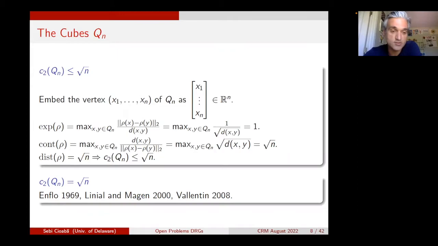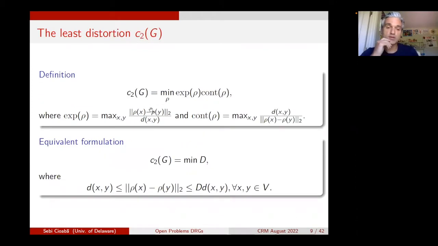And then that proves one part of the inequality. For the other part, you need to argue that you cannot do any better than this square root of n. And this was done by various people, Enflo in 69, Linial and Magen, and then Vallentin. And we'll talk about Vallentin's work in a little bit. Now, again, I'll go back to the definition for a general graph: it is the minimum of this product between expansion and contraction. And these two quantities kind of go head to head. So that's the crux of the story, how to minimize this product.